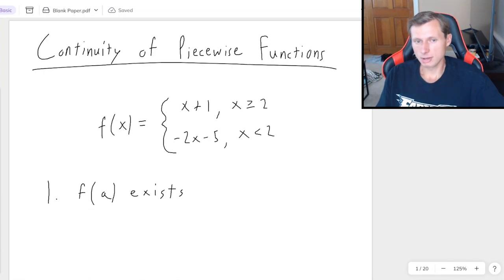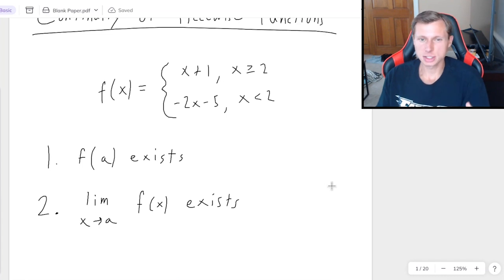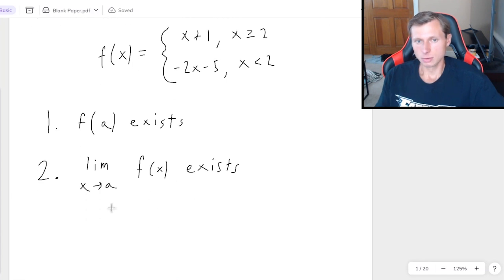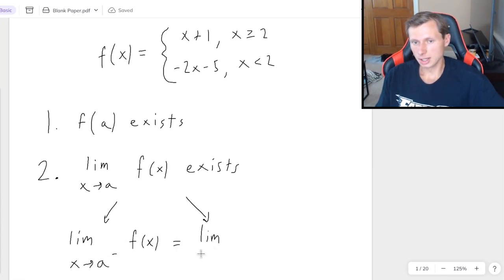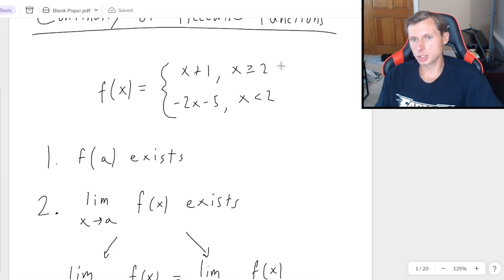Most of the time, we fail because the second check fails, which is where we say the limit as x approaches a of f of x exists. And to prove that, you need to check the limit from both sides. In other words, the limit as x approaches a from the left needs to equal the limit as x approaches a from the right. If it doesn't, it does not exist, and therefore f of x is not continuous. And basically here, the first equation is greater than, so that would be a from the right, and the second equation is x less than 2. That would be when we plug into a coming from the left.